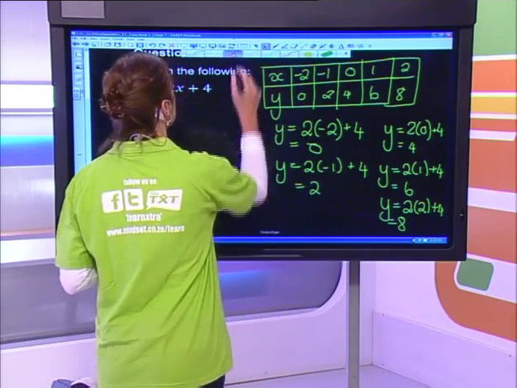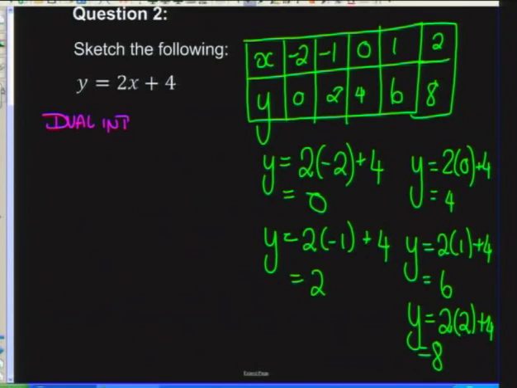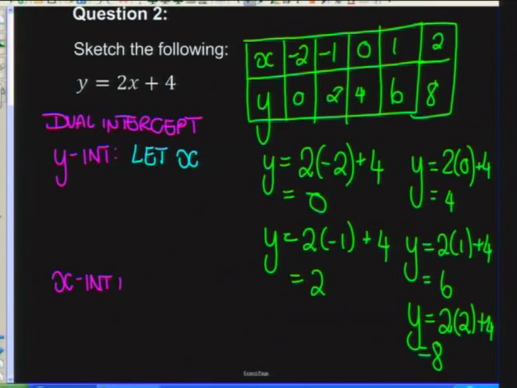I'm going to do it in a different color. This over here we're going to call the dual intercept method. Basically, we are working out the y-intercept and the x-intercept. Remember, that's where the line cuts the y-axis and where it cuts the x-axis. The way we work out the y-intercept is we say, let x equal 0. And to work out the x-intercept, we say, let y equal 0.